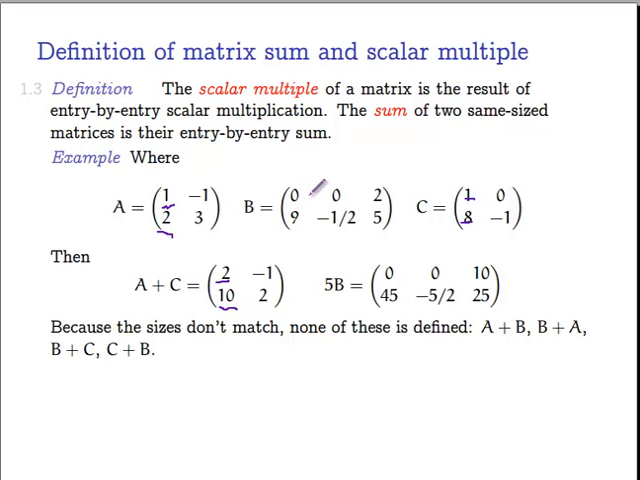I can multiply B by 5. I multiply each entry by 5. 5 times 0 is 0. 5 times 0 is 0. 5 times 2 is 10. 5 times 9 is 45, and so on. If the sizes aren't matched, you can't define the addition. You need to add same-sized matrices. Same number of rows, same number of columns.